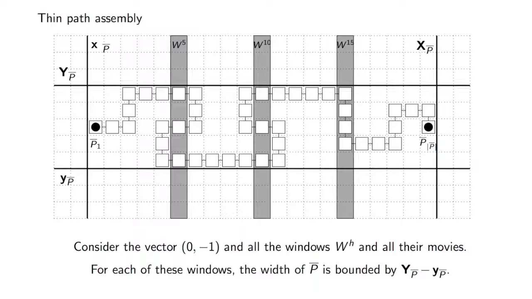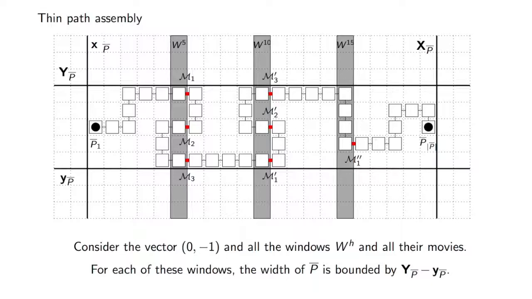Then consider all the different windows wh. By the definition of the vector v, these windows are in fact vertical lines. Here we have drawn 3 of these windows in gray. For any of these windows, the width of P is bounded by the difference between the ordinate of the highest tile of P minus the ordinate of its lowest tile.